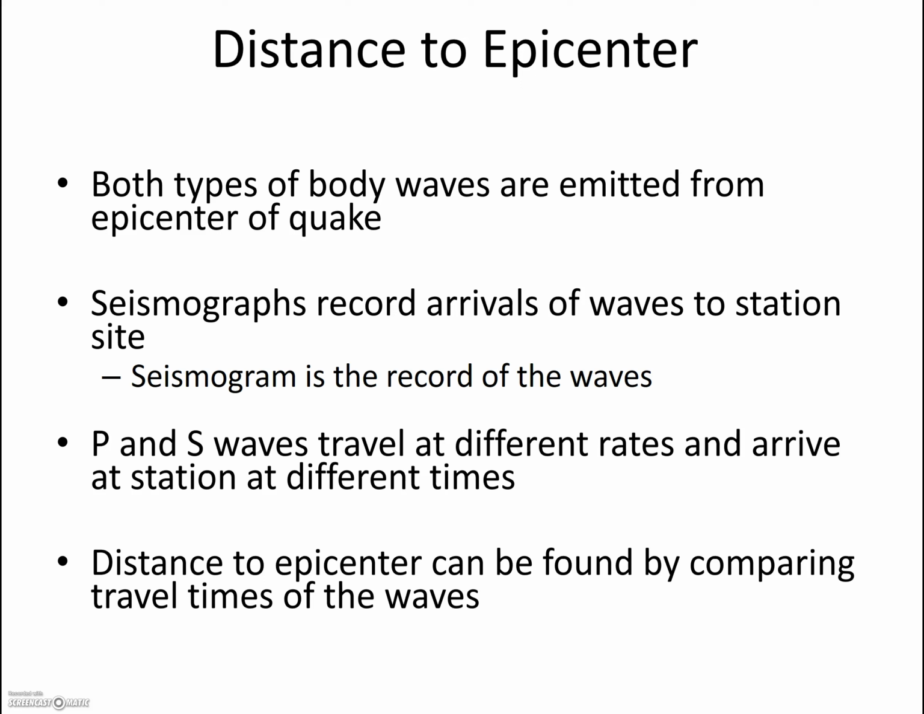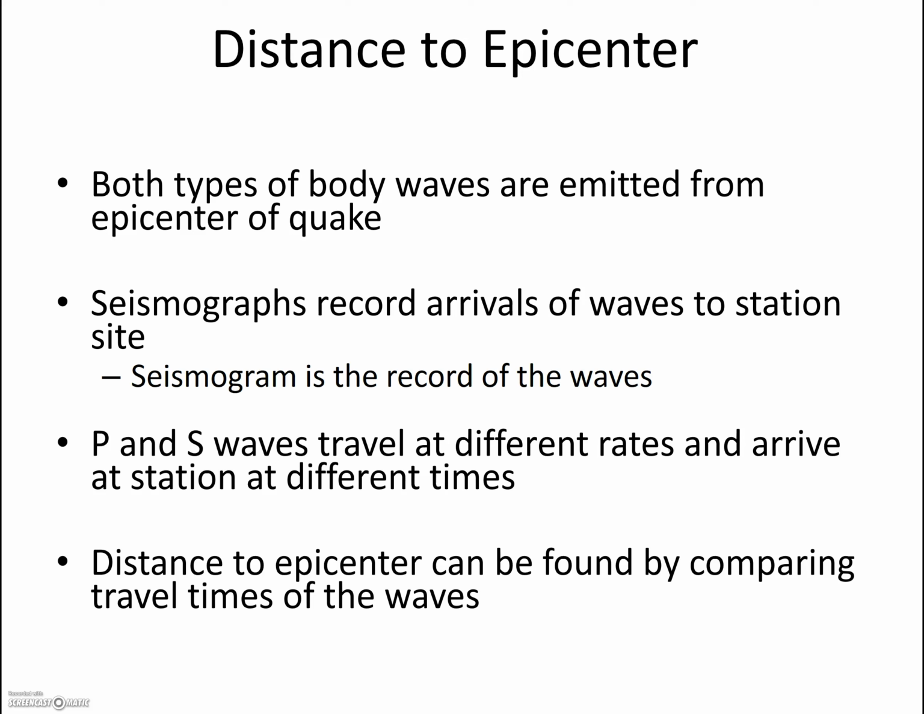Seismographs record arrivals of waves to a station site, and a seismogram shows the record of the waves. P and S waves travel at different rates and arrive at the station at different times. That difference in arrival time is used to calculate a distance to the epicenter.